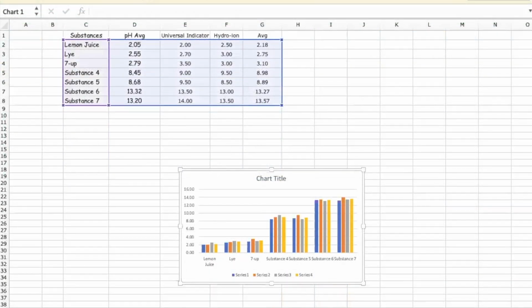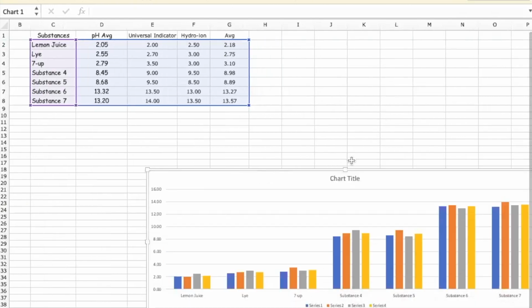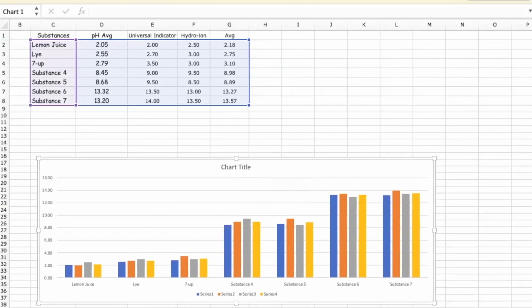And when I do that, look at that. It sort of groups it based on the names. Lemon juice has this. These are the first pH. This would be the universal indicator. This would be the hydroion paper. And this last yellow bar is the average. Okay, so what I want to do, however, is I want this to be increasing or decreasing pH.